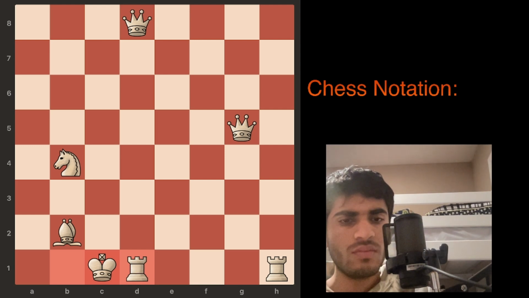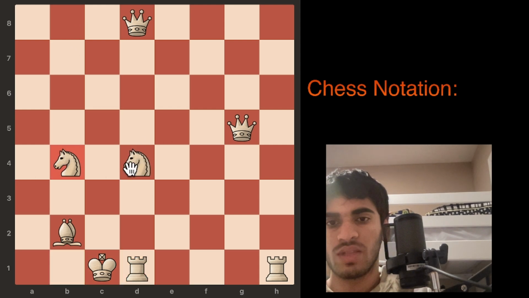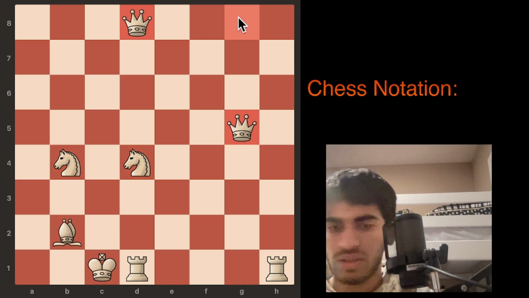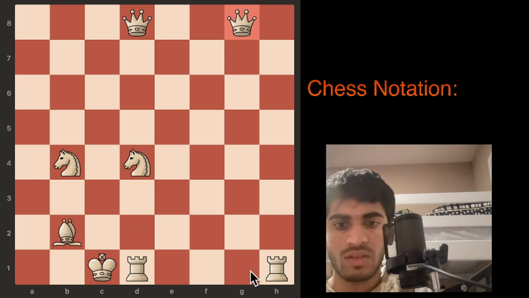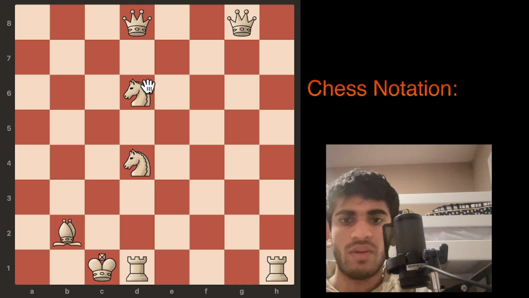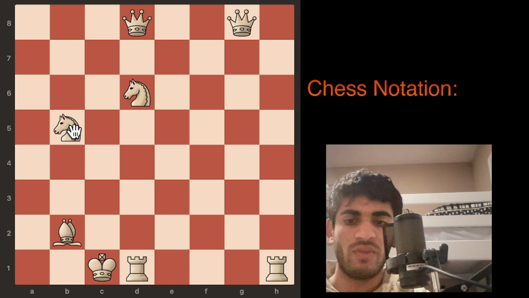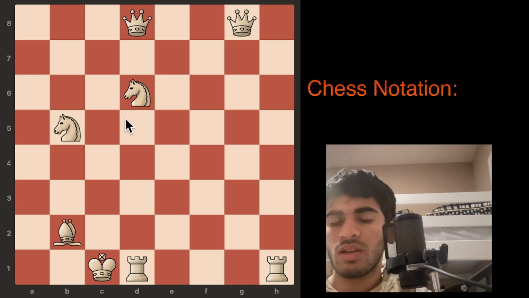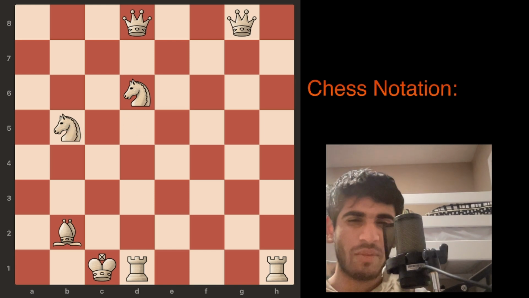Now, there's also the ambiguity presented by the fact that two pieces can move to the same square, right? In this case, the queens can also go to the same square. Here, you would write the file, so the queen on the g file went to g8, so Qgg8. In this case, what if both of them were on the same file, right? Then you would use the numbering system here. So knight 4 to b5. And that covers the ambiguity situation.